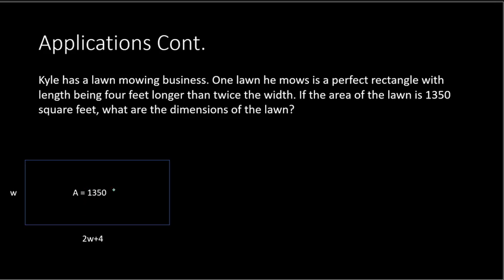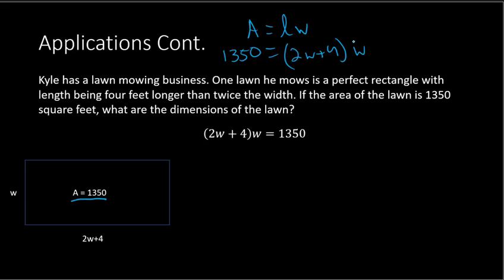And we see that over here on the left. Now area is given to us, so we need the area formula for a rectangle, which is base times height, or length times width, same thing. So the area is 1,350, you plug that in, and then the length is 2W plus 4, and the width is W. That would be your equation, and we see it typed up down here. The W outside the parentheses we can distribute to get 2W squared plus 4W, which is equal to 1,350.